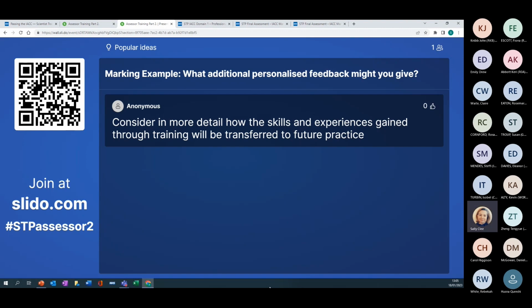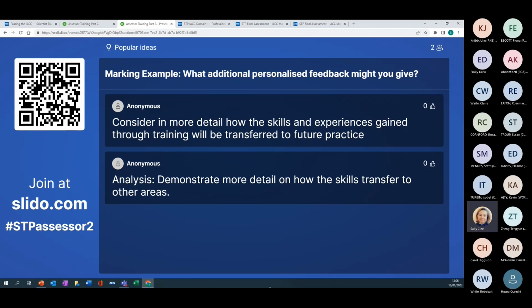Yeah, that's a good one. Consider in more detail how the skills and experiences gained through training will be transferred to future practice. I think that's really important with any work-based training, particularly at this level, because it's too easy for a trainee to consider it just in that moment, to pass a course, this is what I've got to do to achieve this qualification. But encouraging them to take that step back and think, how are you going to use this moving forward? Although you've got a readiness to practice at the end of it, that's not the end of your learning journey. So what are you going to do with that information?